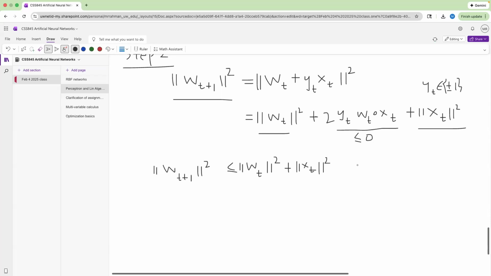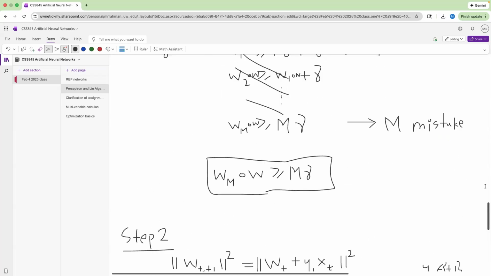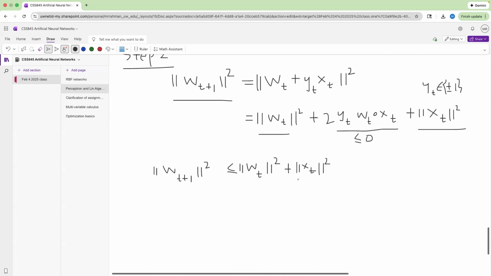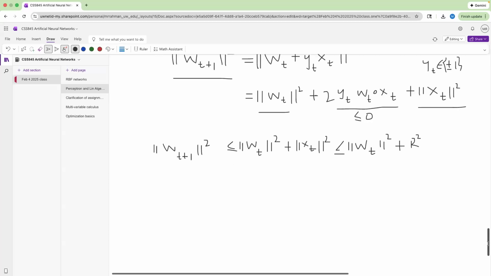Okay? And now we're going to look back and see that we actually had another assumption, this bounded input norm assumption, which means that we can actually bound this also because this is also an input. So that means we can actually say that this is less than or equal to ||W_t||² plus the bound R². Okay? Everyone with me on this?